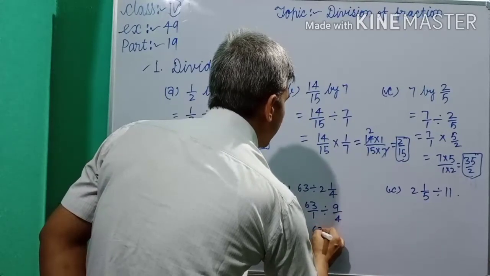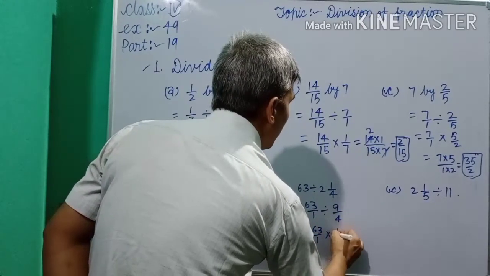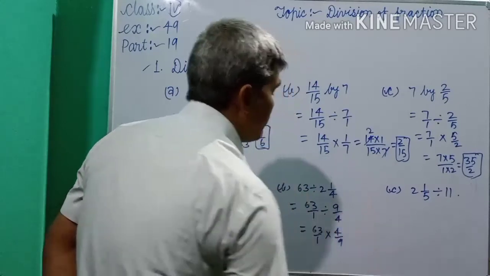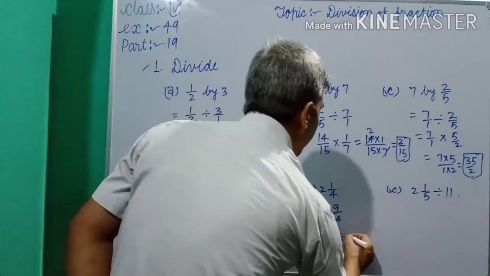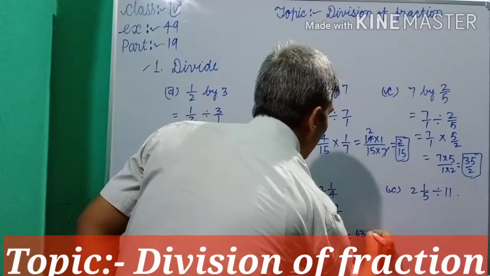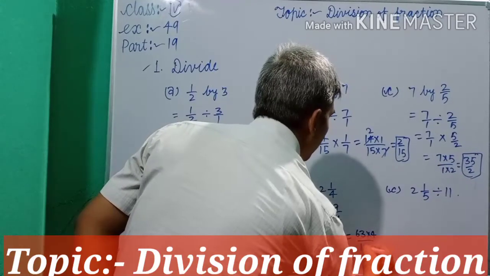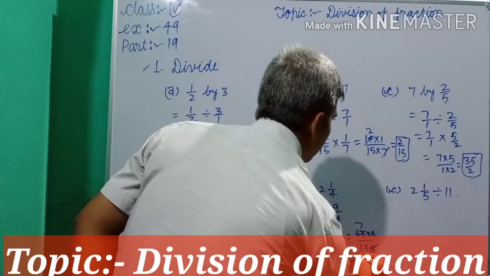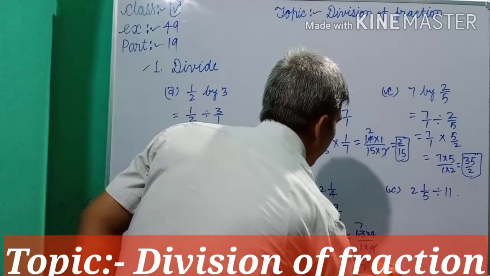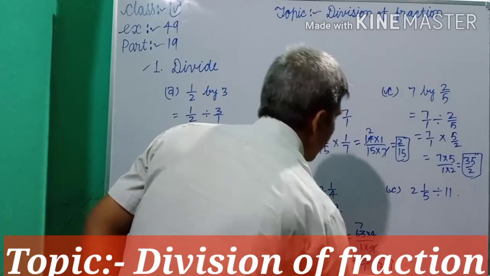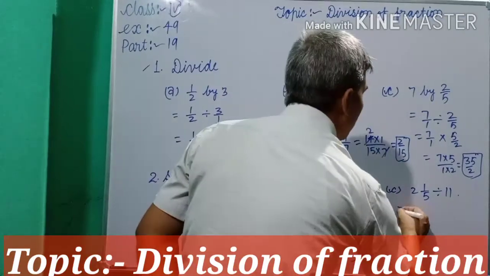This is the answer. Now the second question: here 63 by 1 divided by 9 by 4. Here 63 by 1 multiplied by 4 by 9, the reciprocal of 9 by 4, that means 4 by 9. Here 63 multiplied by 4 and 1 multiplied by 9, 9 times 7 is 63, that means 28 by 1, that is 28. This is the answer.